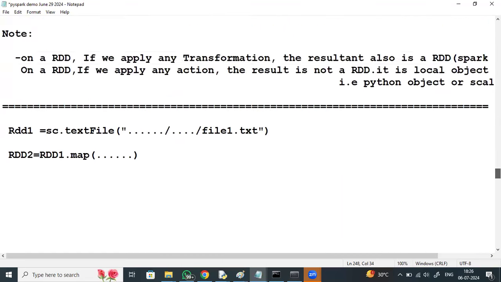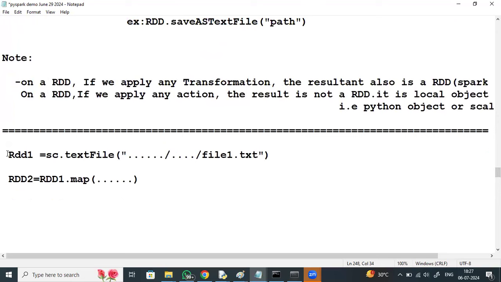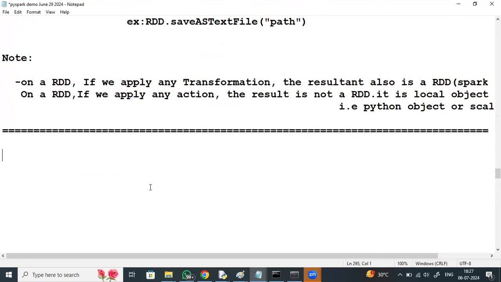Collect, count, take, saveAsTextFile, right? Yes. Understood, everyone? Any queries in this?